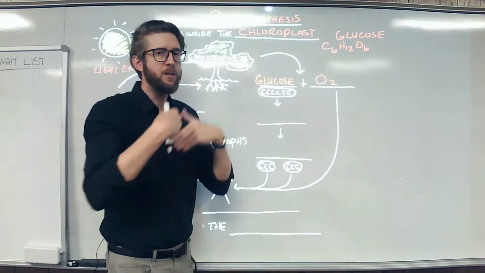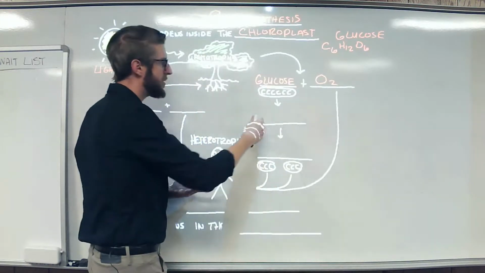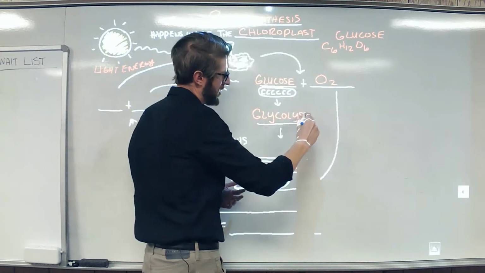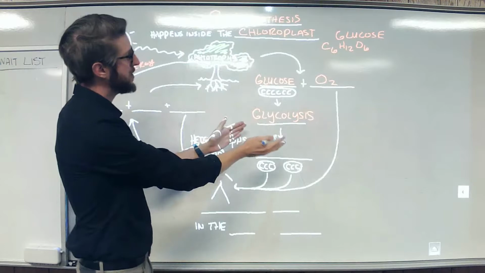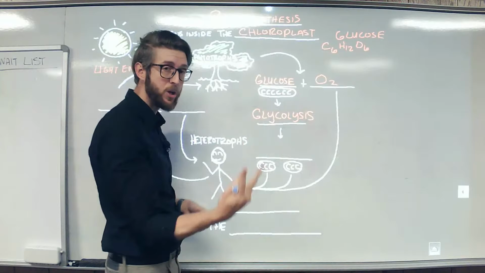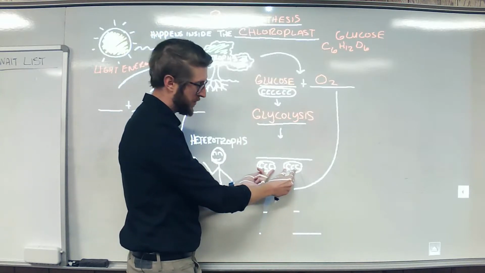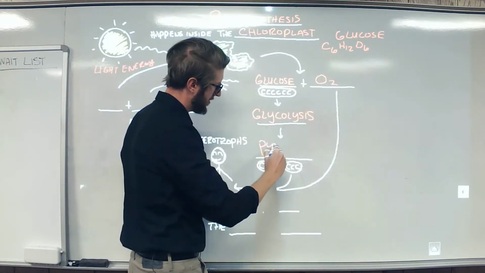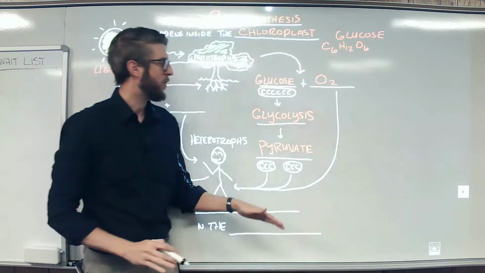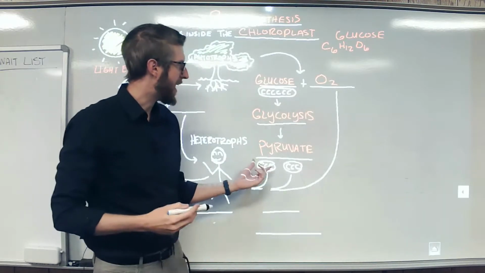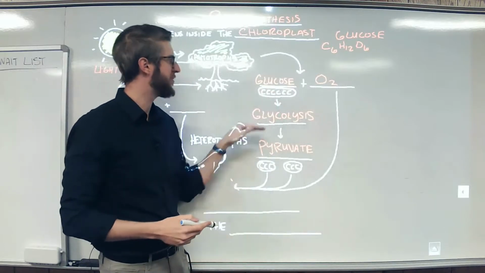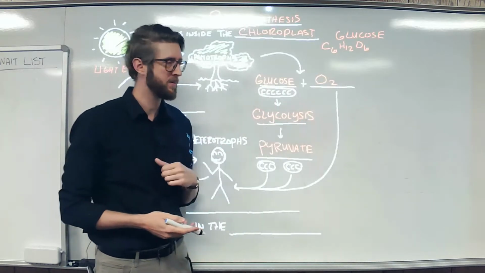So when you take in glucose by eating it, something happens called glycolysis. So glycolysis is when you take a 6-carbon glucose and you split it in half into 2 3-carbon molecules that we call pyruvate. So all pyruvate is, is half of a glucose. And how do we get from the whole to the half? When we cut it in half, that's called glycolysis, okay?